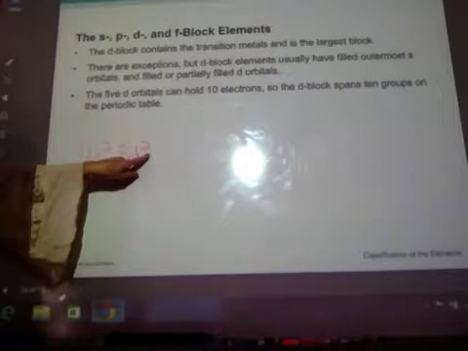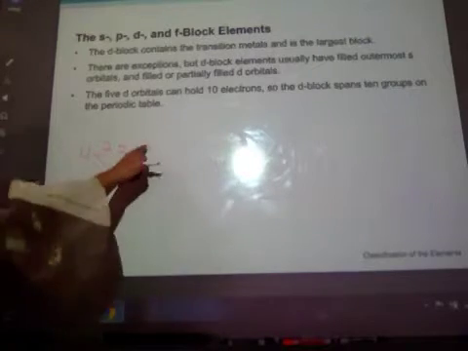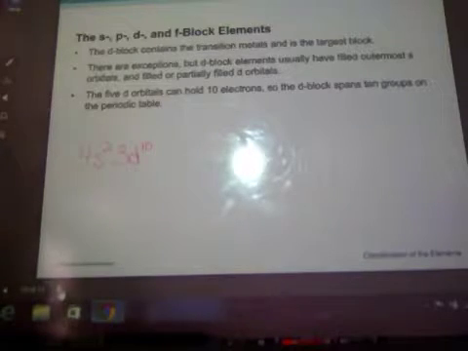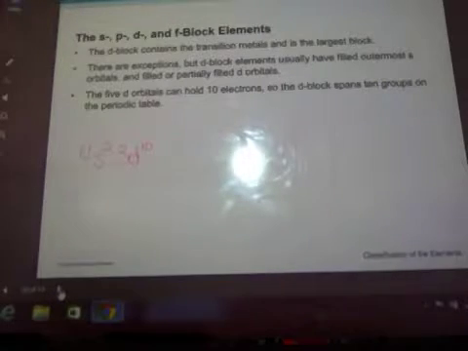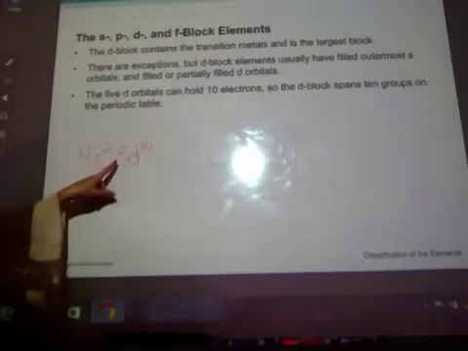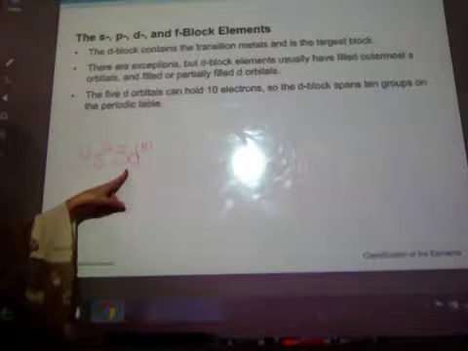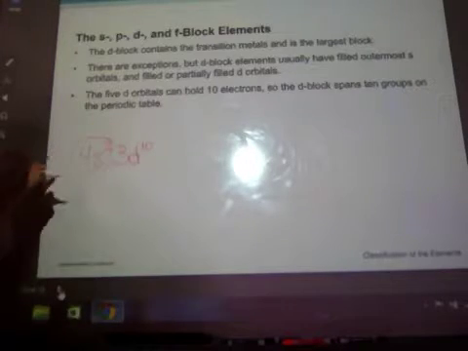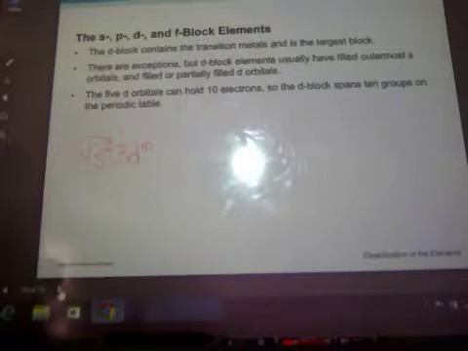So it's not full. If d is full, it would be what? 10. D can hold 10. So if I have 3d10, what element is that? Zinc. So zinc would end with 3d10. It's at the end of your d block. If you look at zinc, how many valence electrons does it have? 2. 4 is my biggest number, so it has 2 valence electrons.